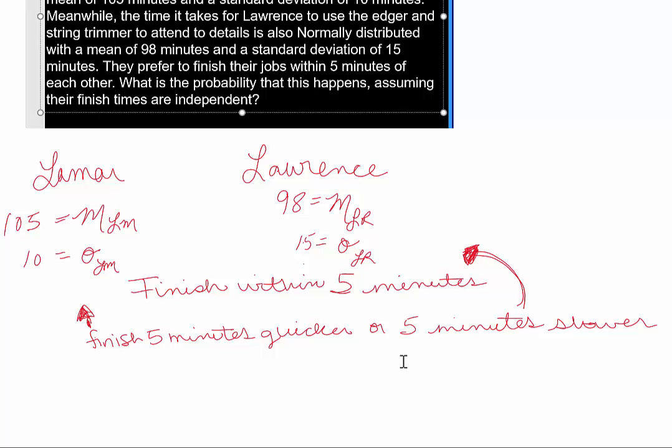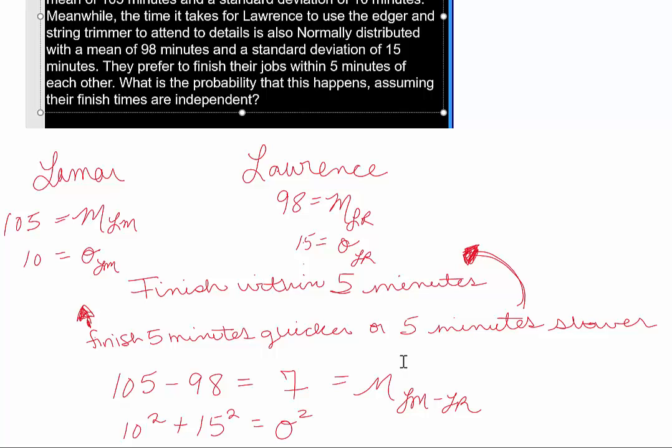And so I'm going to start with the combined mean. It doesn't matter which one I do first. I'm going to just do Lamar minus Lawrence to figure out my combined mean, or well, the difference between them. And I'm also going to figure out the new standard deviation. And keep in mind, we always add the variances to figure out what the new standard deviation will be.